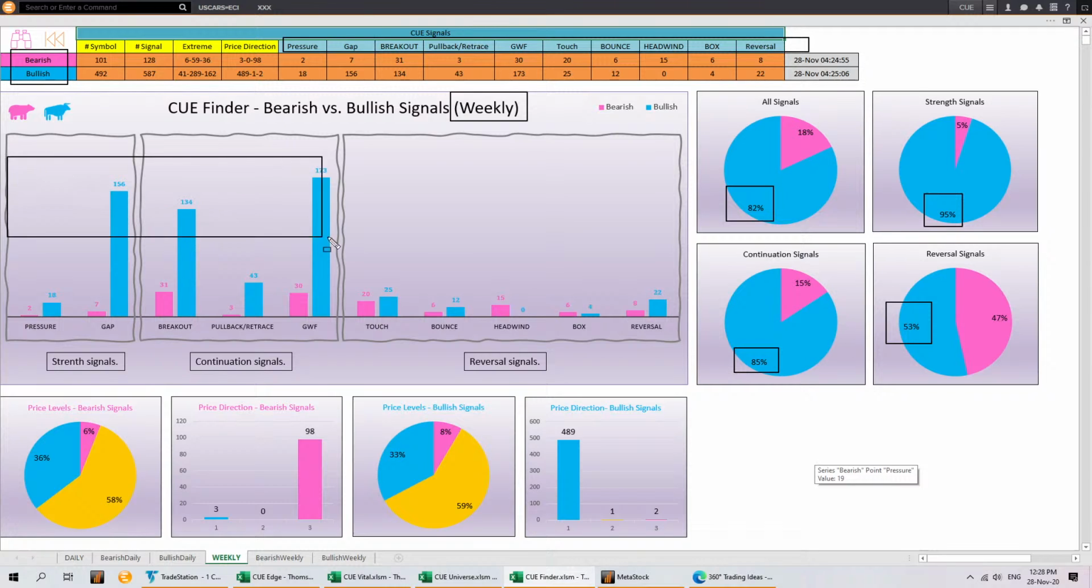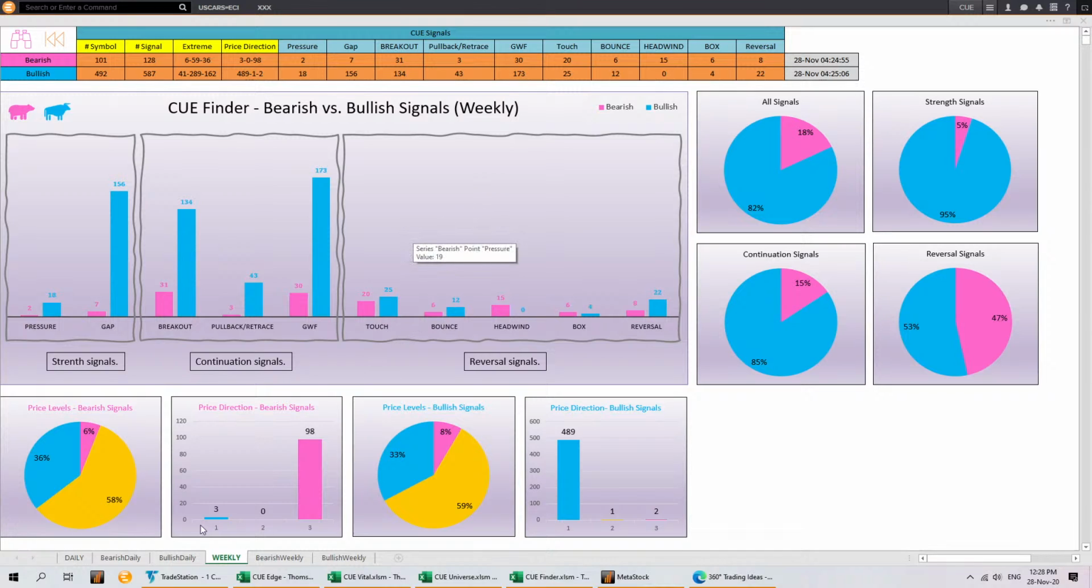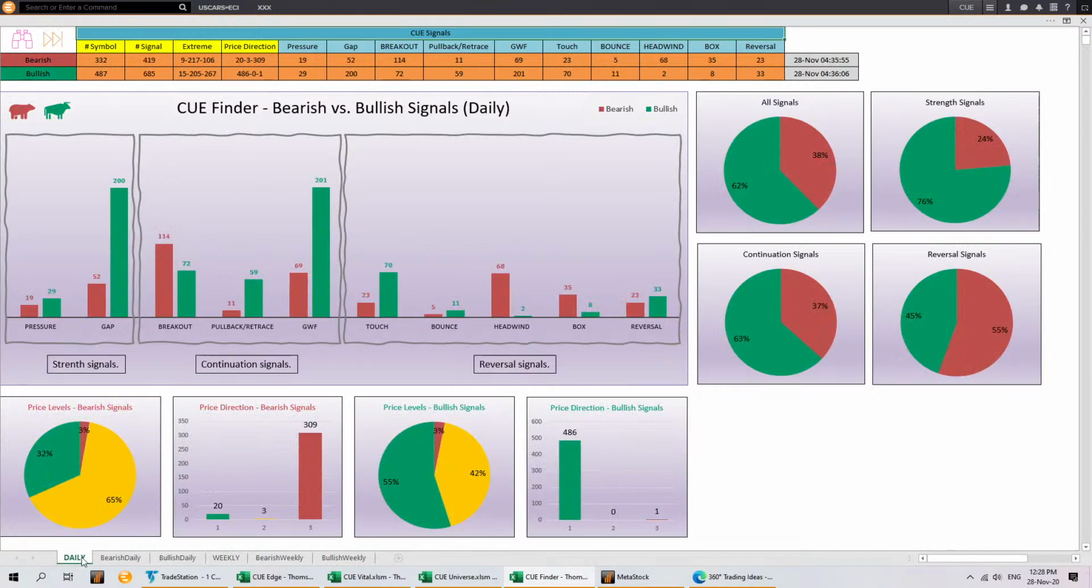If we look at the different signals bar plots, the taller plots are all bullish. So we can see the weekly interval is clearly bullish. If we look at Friday's plot, is it bearish? No, not bearish. 62% of all signals are bullish, 76% of strength signals, 63% of trend continuation, and 45% of reversal signals. So overall, it is still remaining bullish even using Friday's Finder signals.